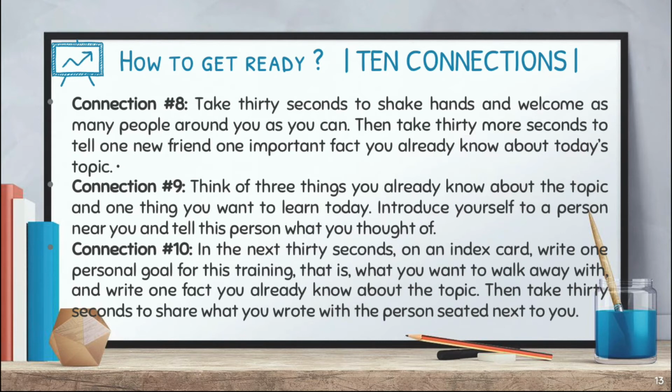Lastly, connection number 10. In the next 30 seconds, on an index card, write one personal goal for this training. That is what you want to walk away with, and write one fact you already know about the topic. Then take 30 seconds to share what you wrote with the person seated next to you.